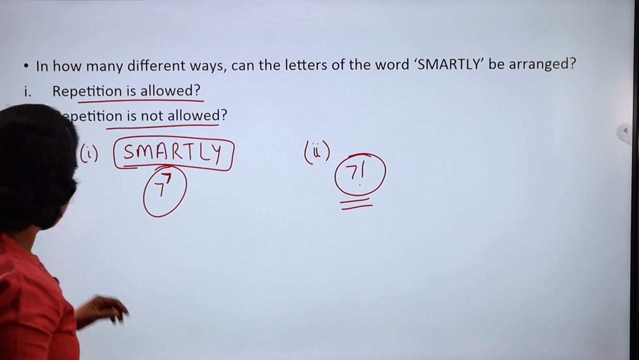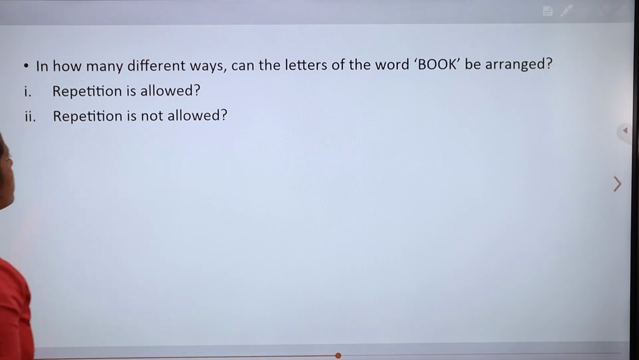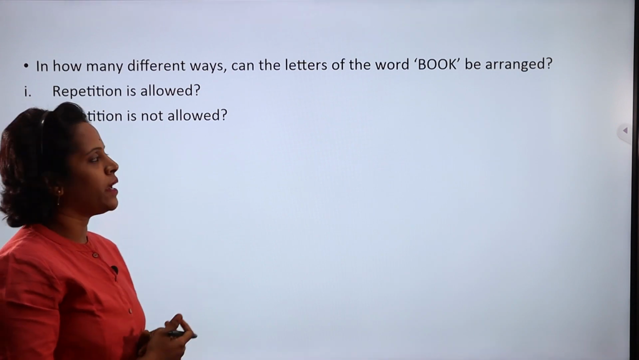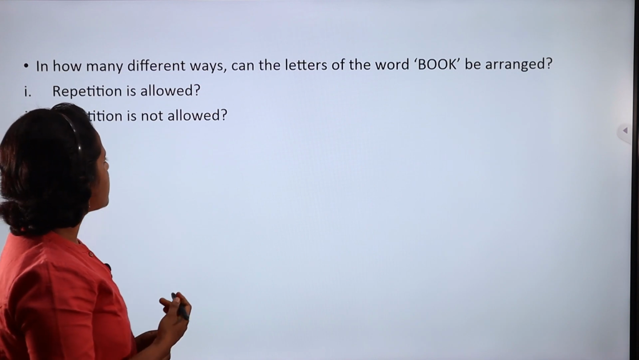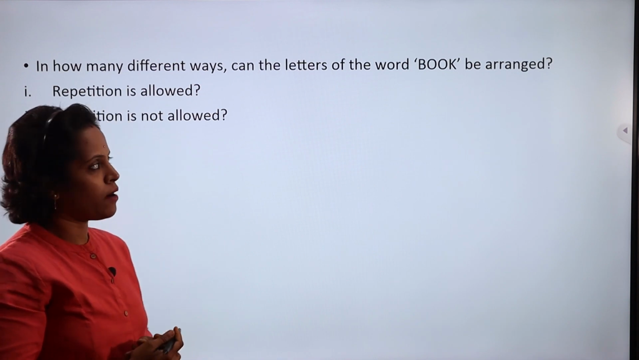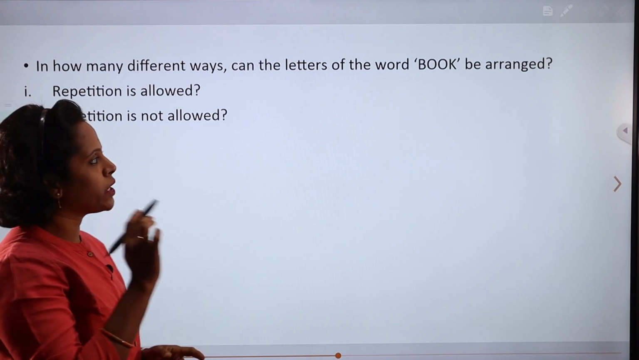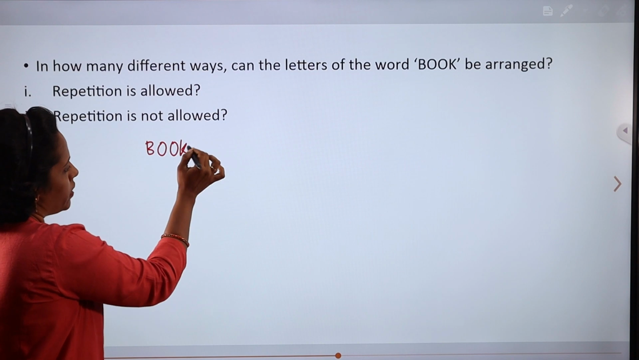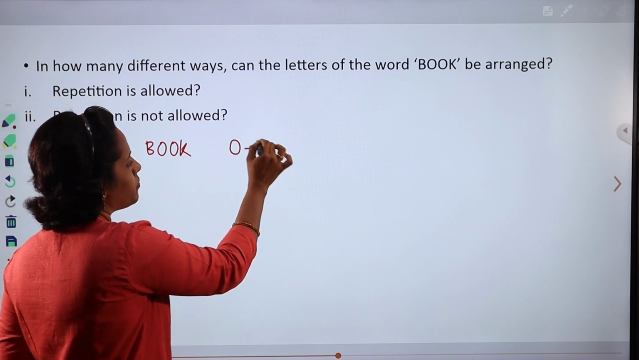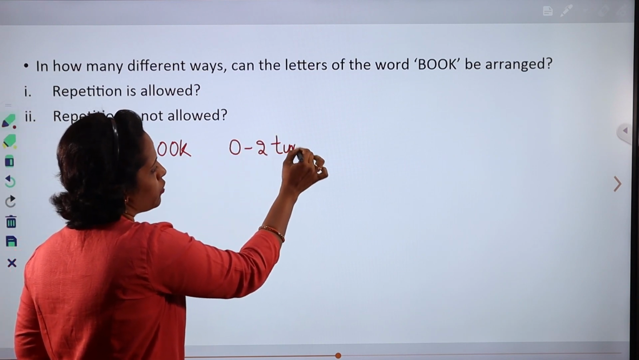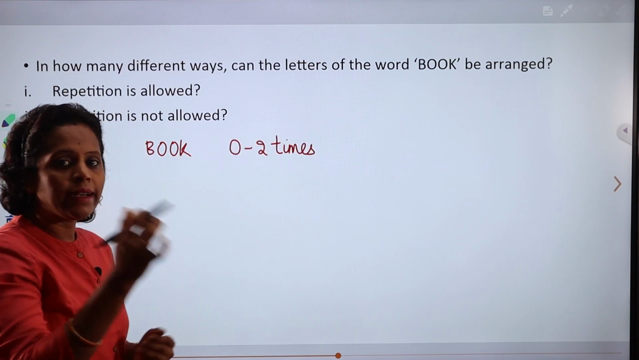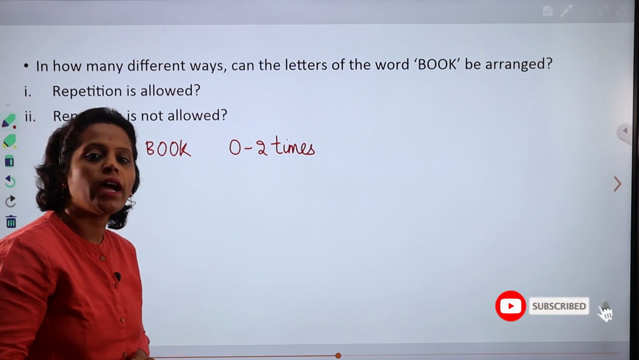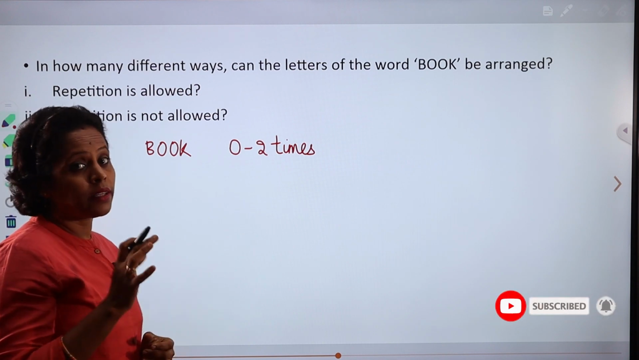Let's see the next question. In how many different ways can the letters of the word book be arranged when repetition is allowed and repetition is not allowed? In this case, be careful because we are given a word book in which the letter O is repeated twice. So whenever a letter is repeated 2 times or 3 times or 4 times, what do we need to write? We need to write the denominator.